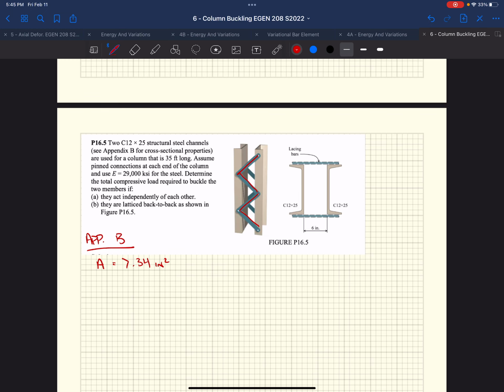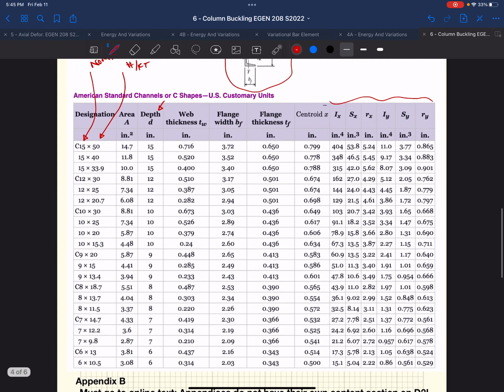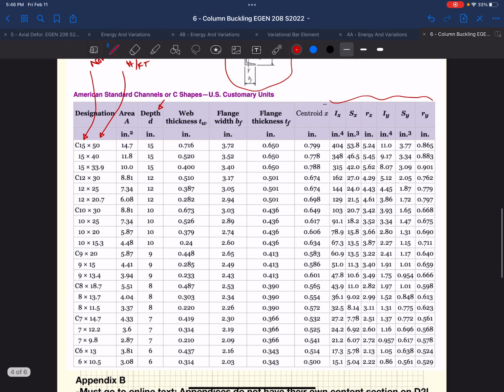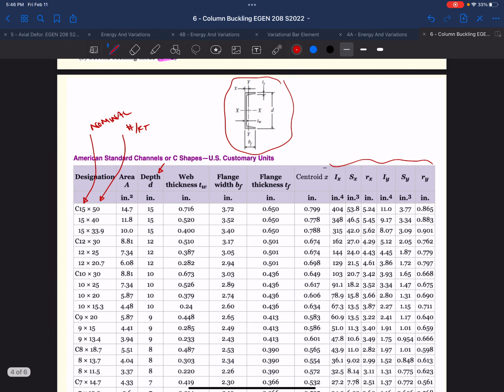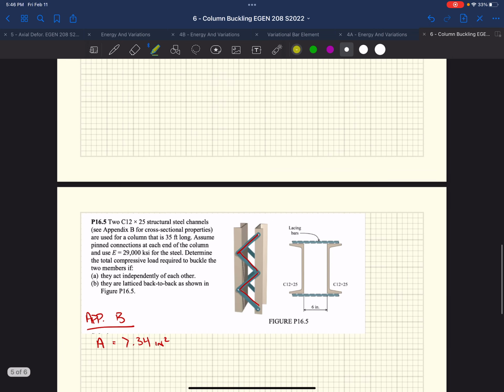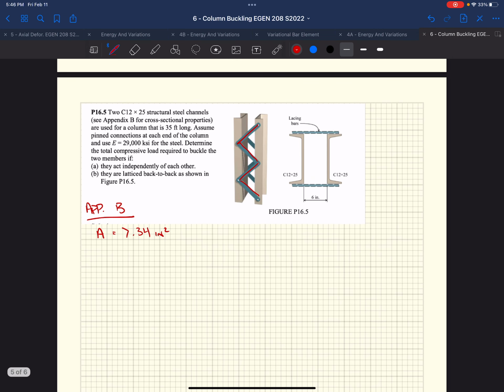Well, we know the area based on, right? We just go to this sheet, and obviously I happen to set this up so that this is the sheet that we looked at previously. We know that we have a 12 by 25. So all of the parameters that we need, we can just merely grab out of that row of Appendix B.